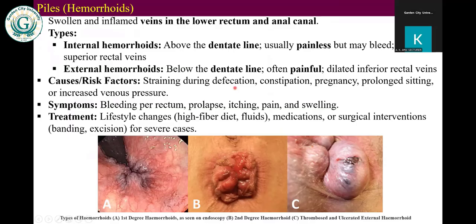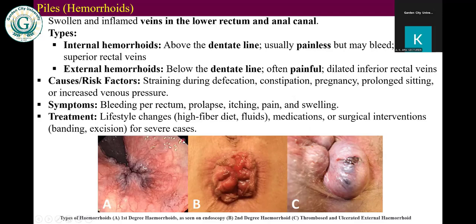Defecation, constipation, pregnancy, and prolonged sitting can lead to this condition. The reason is that when you sit down to defecate, these veins become what? Dilated. So in normal circumstances, you are not supposed to sit for long. The way the veins are positioned, at some angles, 3 o'clock and I think 9 o'clock or so, that's how you see the dilation over there.